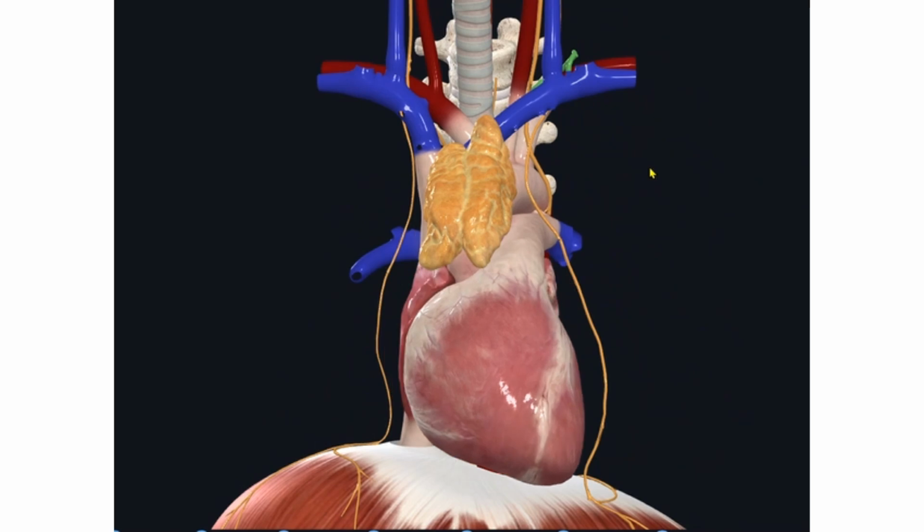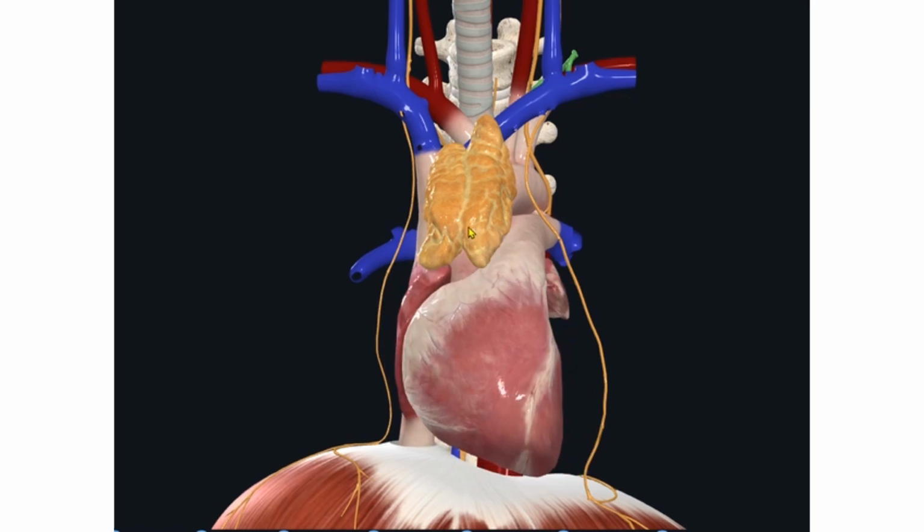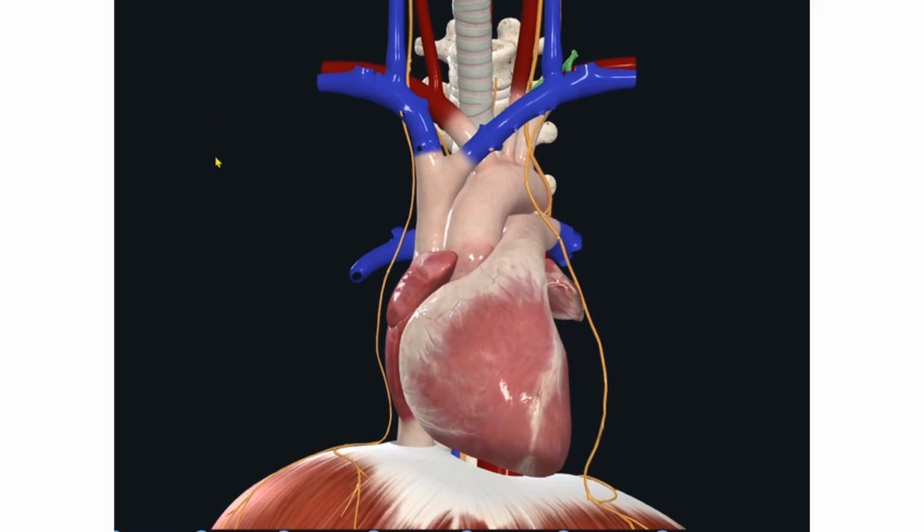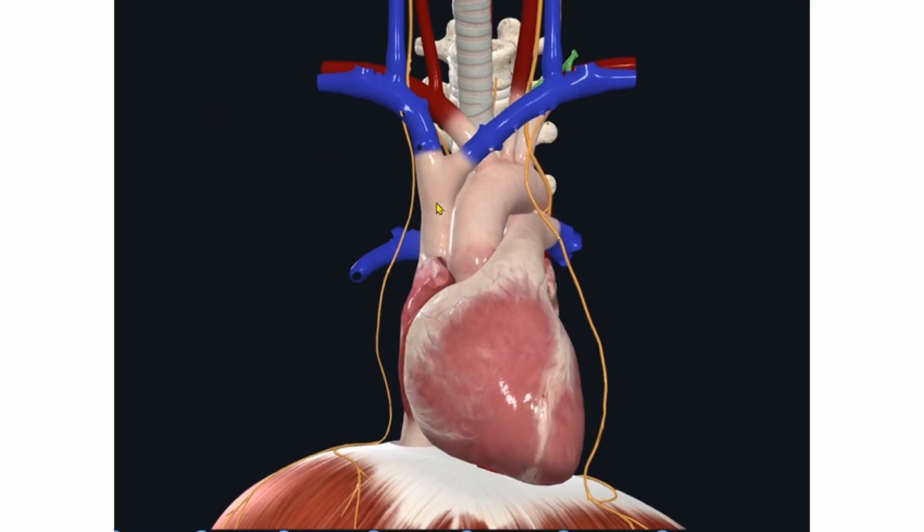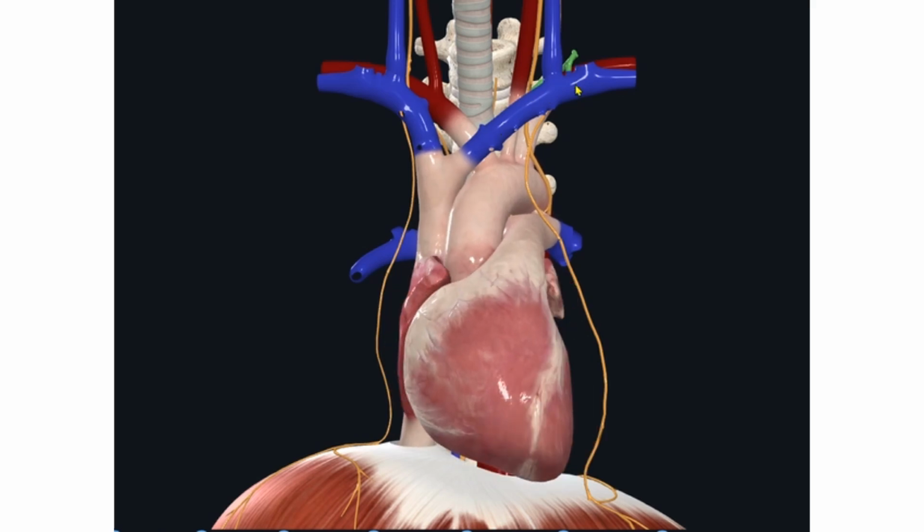Let's see the contents of the superior mediastinum. First of all, we can see here the thymus gland, which extends down till the anterior mediastinum as well. We will highlight it and hide it. Now we can see the three veins, the superior vena cava, made by union of two brachiocephalic veins.